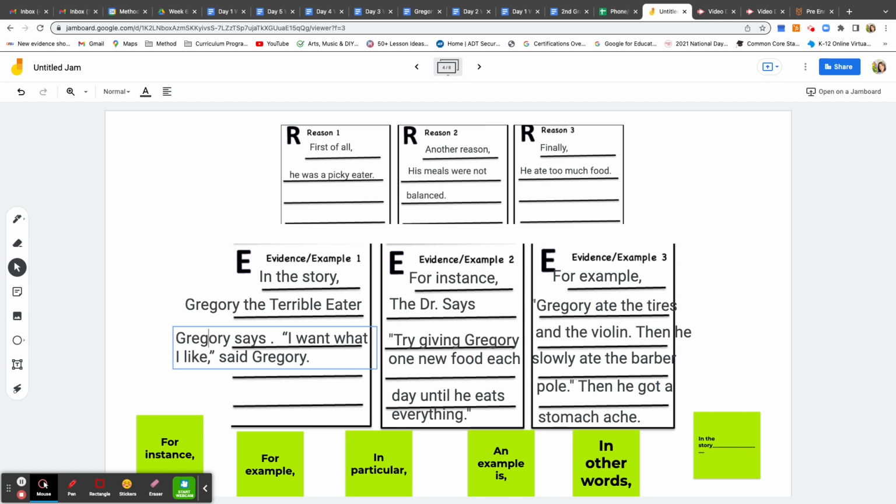Now let's look at the second example of evidence. We are doing the same thing that we did for the first one, just looking for different evidence in the text. For example, my second reason says, another reason his meals were not balanced. I want to go into the story and find where it tells me about meals being balanced.